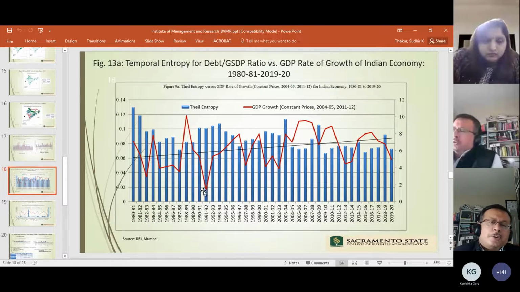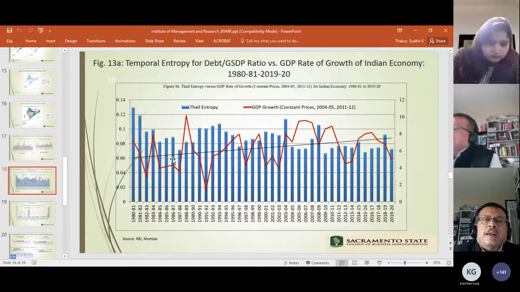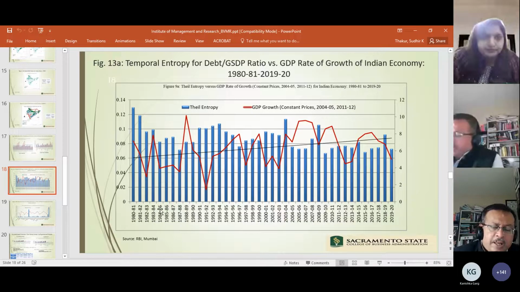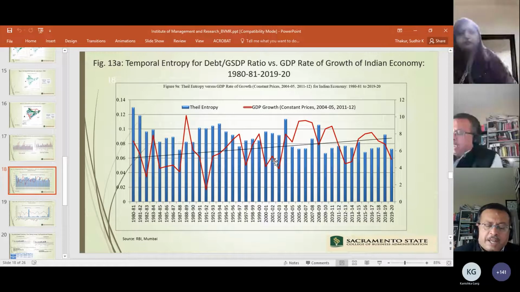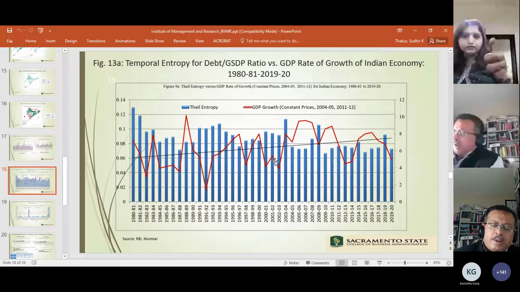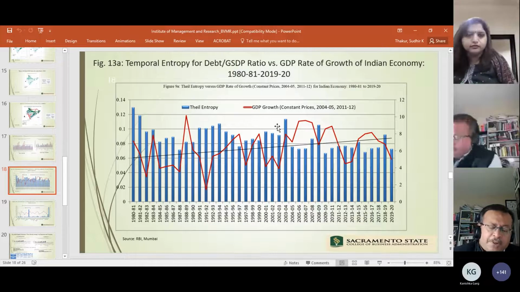Okay, so the first one shows the results. It's called the Theil entropy for the time series data between 1981 and 2019-20. The figure shows the Theil entropy, and the red line shows the GDP rate of growth. The entropy measure varies between 0 and infinity. A relatively high entropy measure indicates that the debt ratio is unevenly distributed across time. If it's 0 or close to 0, that implies that the average debt ratio is distributed equally across the time points.